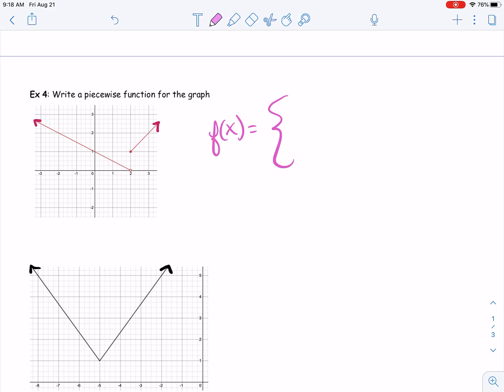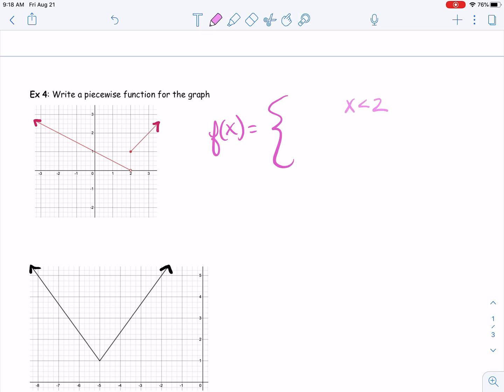Reading from left to right, remember that's typically how you see your piecewise functions, from left to right, okay? So from left to right, I know that my domain is from negative infinity all the way up to that x value of 2. So that's all the x's less than 2. I am not including 2 because there is an open circle on that first graph.